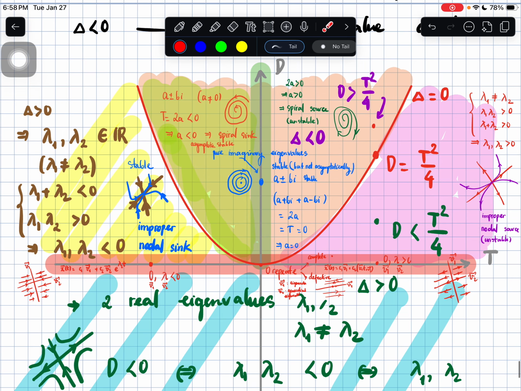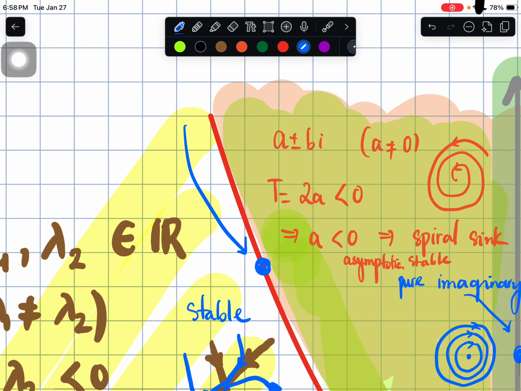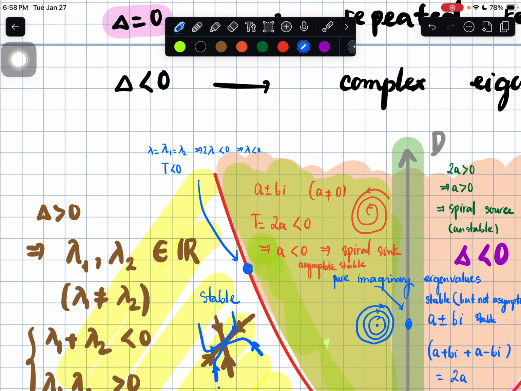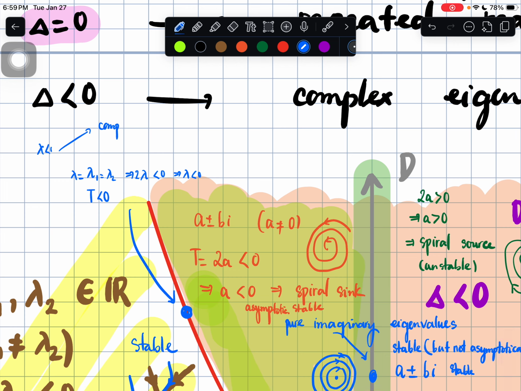We need to look at the case where delta equals 0. We have repeated eigenvalues. On one side the trace is negative, for example at this point the trace is negative. For the repeated eigenvalue, lambda 1 equals lambda 2, so 2 times lambda must be negative, so lambda is negative. And now we have two cases for that: either it's complete or defective.